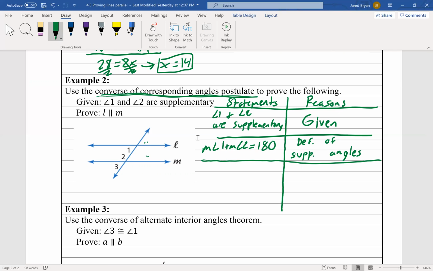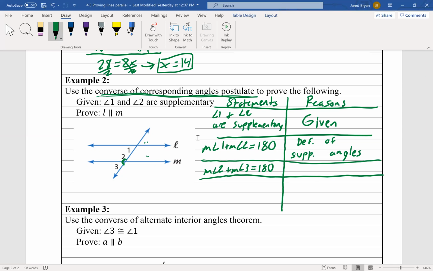Okay, well, if I notice here, we know we need to get angle 3 involved somehow. Notice, okay, I see angle 2 and angle 3 are right next to each other on the same line. So remember, this is what we call a linear pair, which means that these are also going to add up to 180. So I'm going to say measure of angle 2 plus measure of angle 3 also equals 180 here.